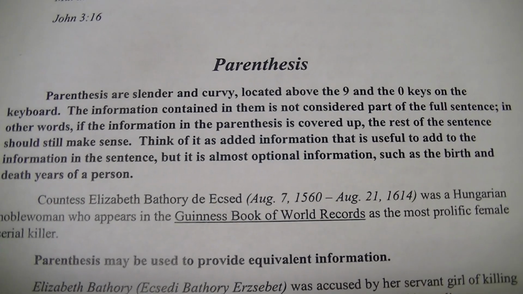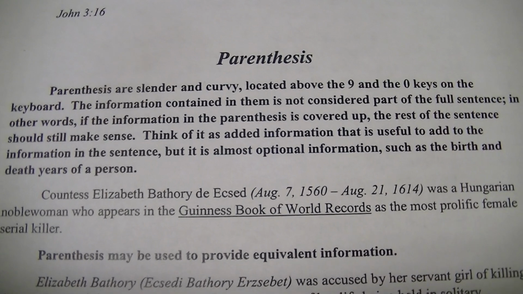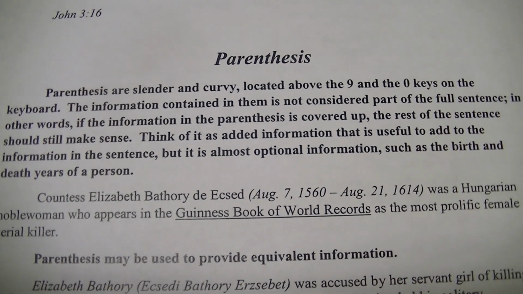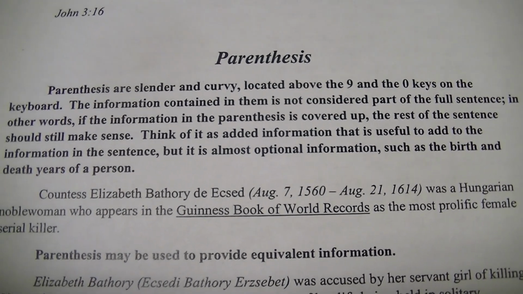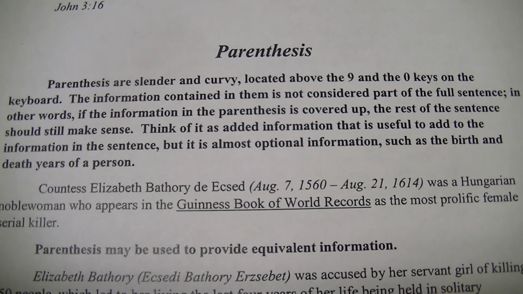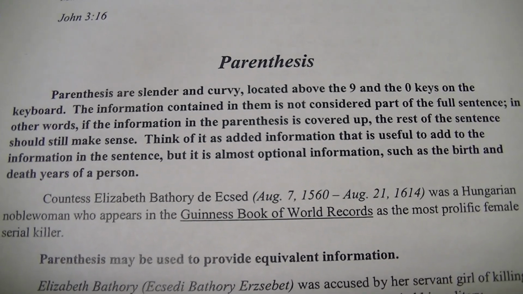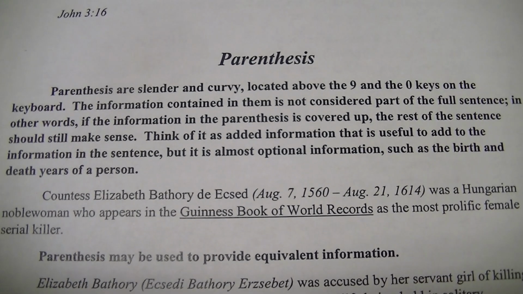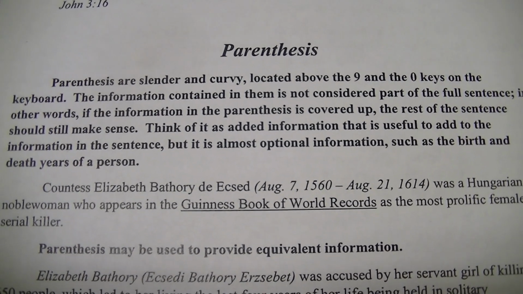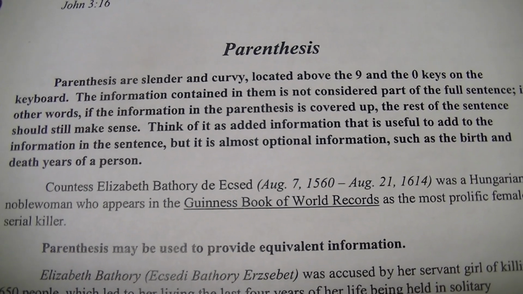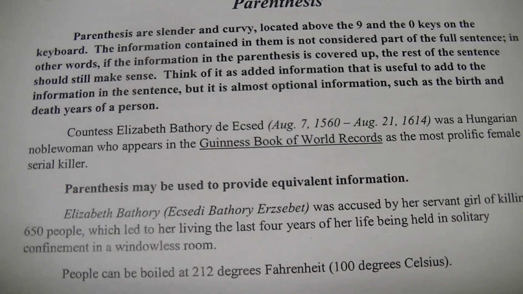The information contained in a parenthesis is not considered part of a full sentence. In other words, you should be able to cover up the information in parentheses and the rest of the sentence still makes sense. We've talked about that before. I'm going to show you some examples when we get going. Think of it as added information. Maybe it's useful to know, but it's not necessary. Knowing a birth date and death year of a person might be nice to know, but it's not absolutely necessary. The rest of the sentence should still make sense. So let's look at an example of that.